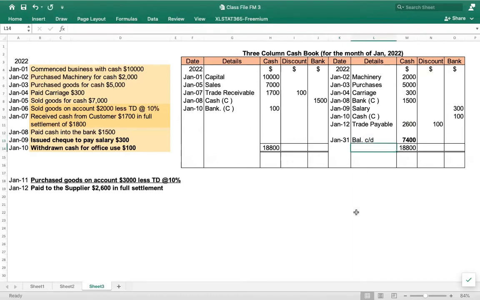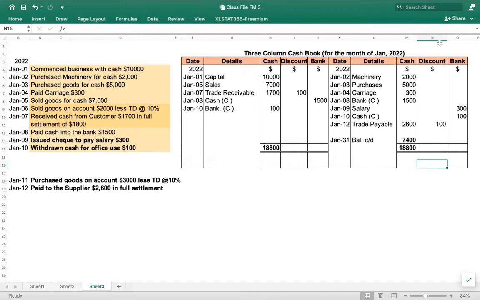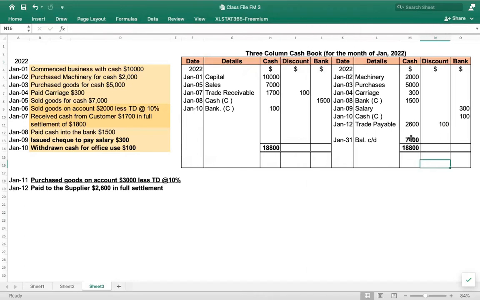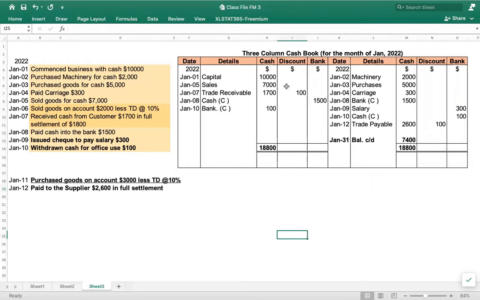Got it? So understood the procedure? Same procedure that we have learned in the ledger. Make the total of the debit side. The same total I will put on the credit side, isn't it? And find out the difference. Now tell me, is it a debit balance or credit balance? This is a debit balance, because debit has more, so the money left is in hand. Correct. Got it. Now come to the discount column.